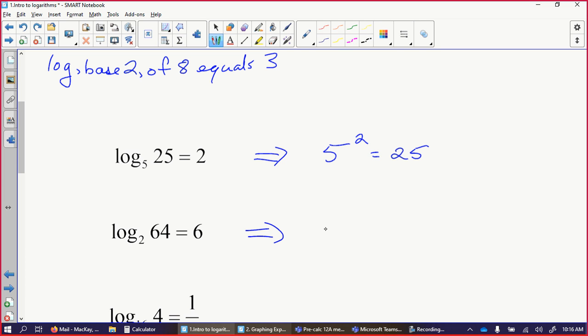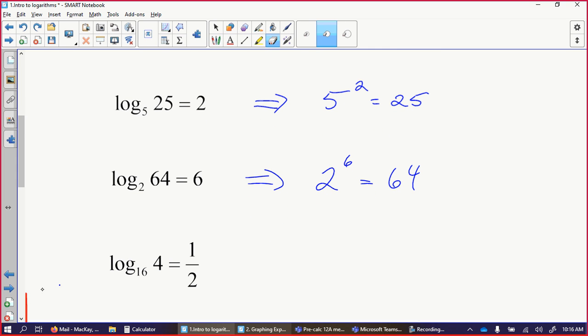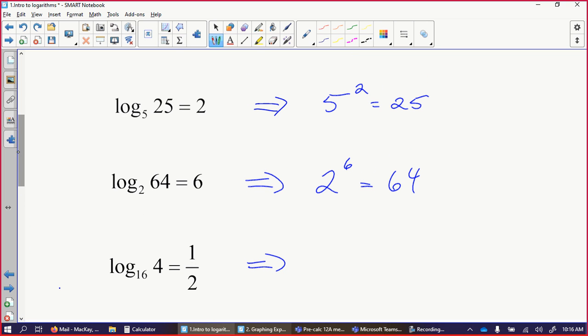The base is 2. The exponent is 6. The argument is 64. 2, 4, 8, 16, 32, 64. I do powers of 2 on my fingers. I look funny, but it works for me. Ooh. We can have fractions. Can we have a negative? Oh yeah, but that has to do with different things.